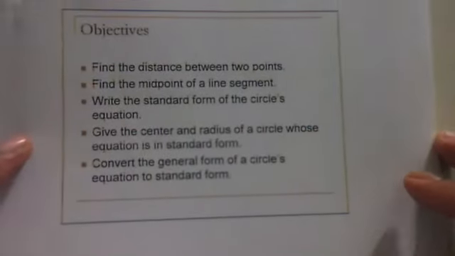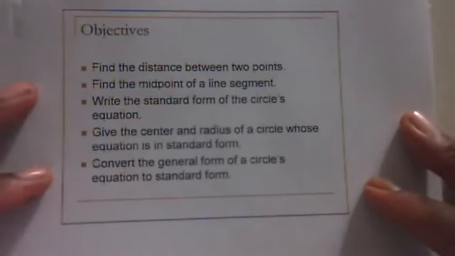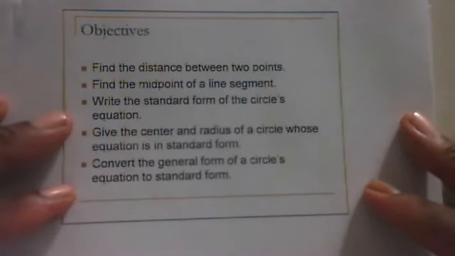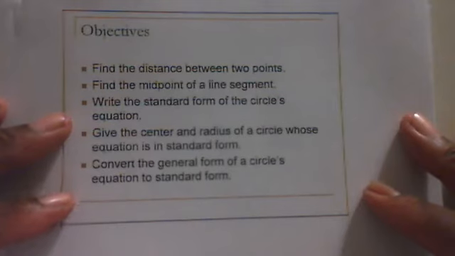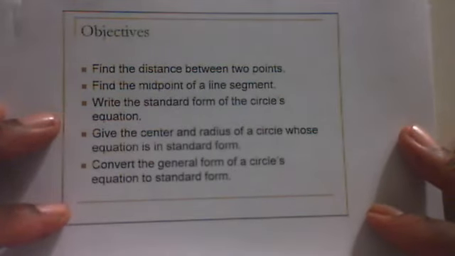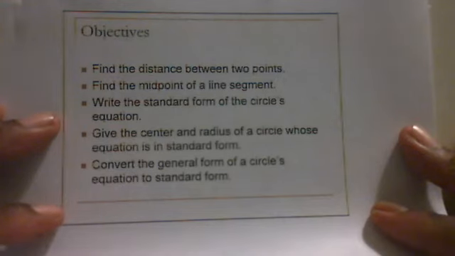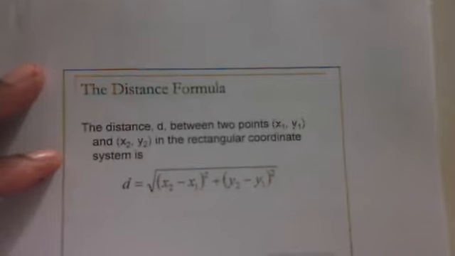This section deals with distance and midpoint formulas and circles. And out of that section, we're going to be looking at how to find the distance between 2 points, also finding the midpoint of a line segment, also writing the standard form of the circle's equation, and also give the center and radius of a circle whose equation is in standard form, and convert the general form of a circle's equation to standard form. We'll begin with the distance formula.